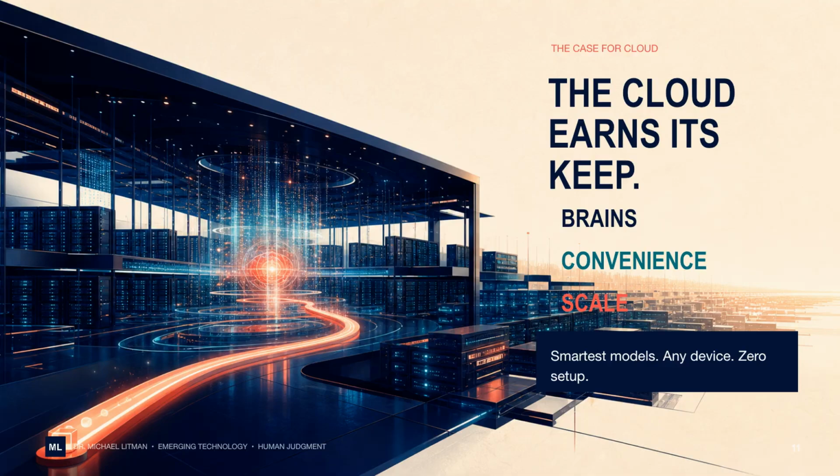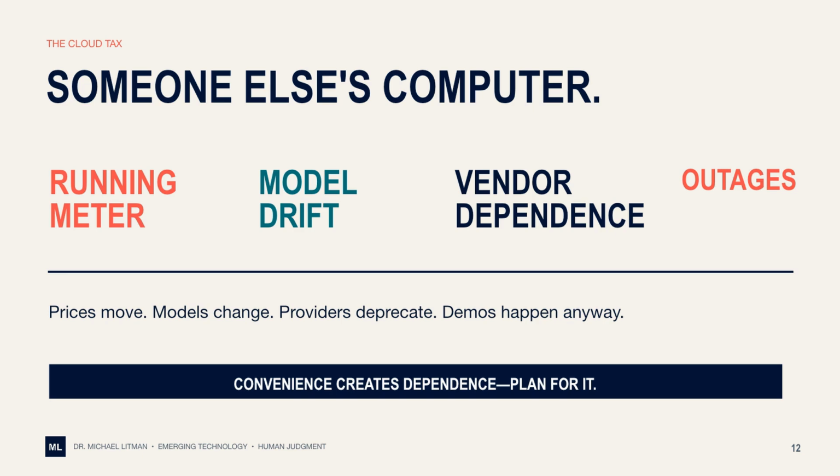Now flip it. The cloud case. You get the smartest models on earth instantly on any device with zero setup. You get elastic scale. If you suddenly need 1,000 times more capacity, you just use it. You get the fancy tools, the search integrations, the file handling, all the bells and whistles. That's real value. The downsides: the meter is always running, and those subscription and per-use costs add up. It's a racket, spend more money.